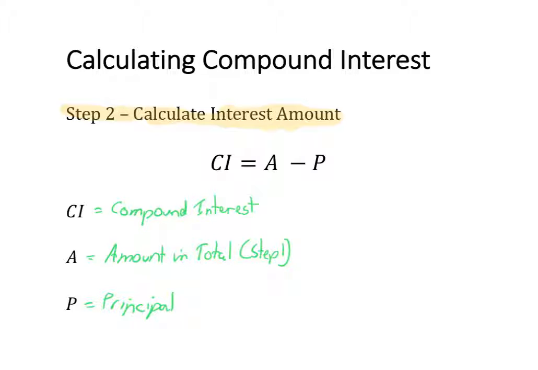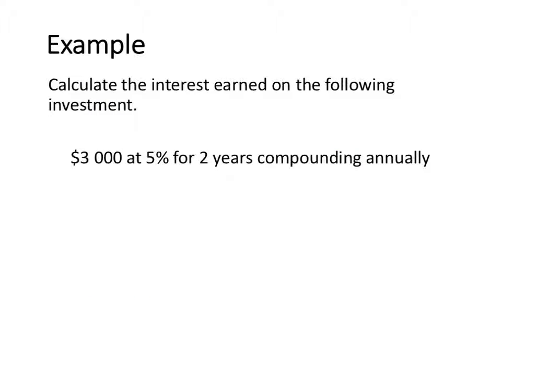So let's have a look at an example of how we calculate compound interest when we are compounding annually. In the first example, I want to calculate the interest earned on the following investment. The investment is $3,000 at 5% for 2 years, compounding annually. It's important to note that we are compounding annually because that may not always be the case. Sometimes you might be compounding 6 monthly or monthly, weekly, or even daily. So that's an important piece of information to know.